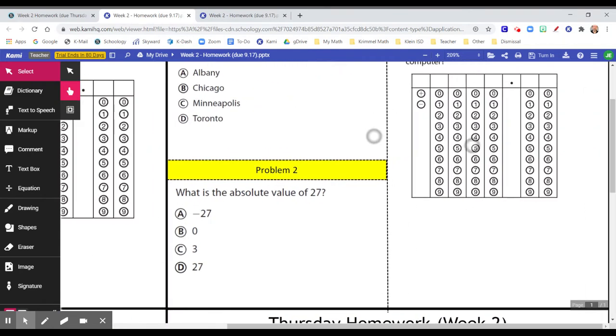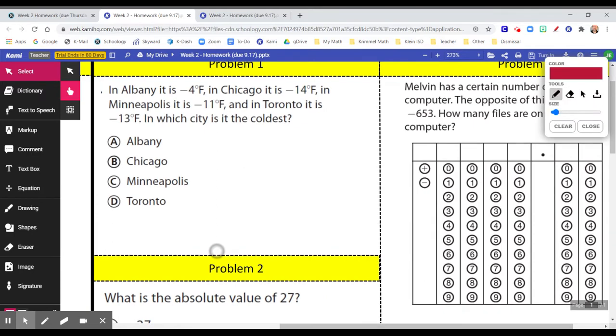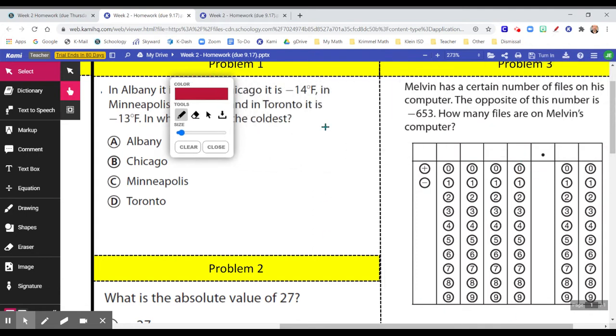And let's take a look at the last one for Tuesday. I can move it around. There we go. Okay. Melvin, here, I'm going to use my mouse. Let's move it. There we go. So Melvin has a certain number of files on his computer. The opposite of this number is -653. How many files? If -653 is the opposite, then let's go back to the original number.